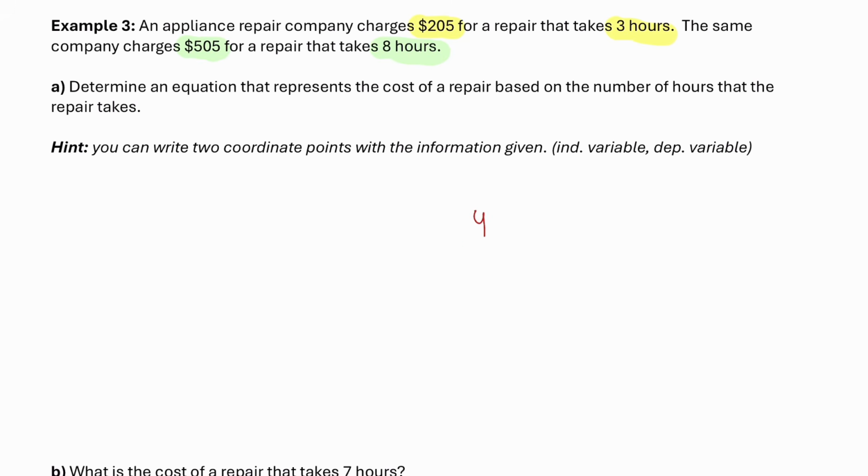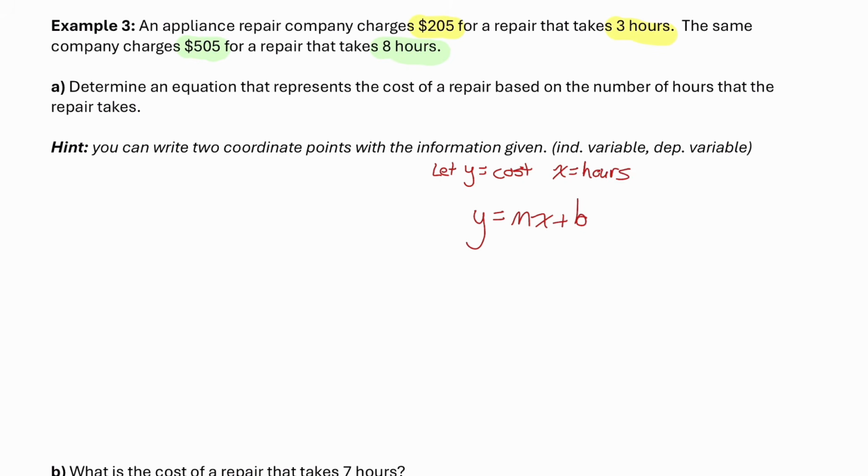So the equation, we'll assume there's a linear relationship between the two variables, the cost and the number of hours. In the format y equals mx plus b, y will represent the cost of the repair, and cost depends on the number of hours. So x is going to stand for our number of hours, which is our independent variable. To define the cost in terms of the number of hours, I'm going to have to solve for m and b.